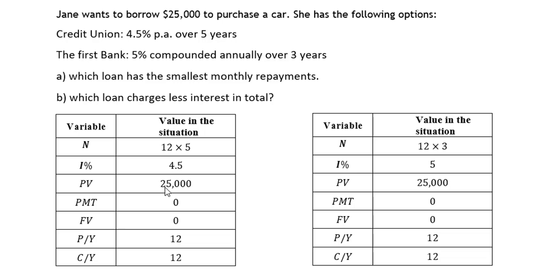For PV, it's a positive $25,000 because you receive this money. For PMT, we are looking for it, so we put 0. Future value will be 0. These two will be 12. We will do the same thing here. Just change this to 3 years, and the interest will be 5 instead of 4.5.